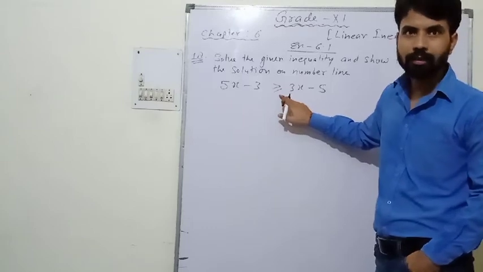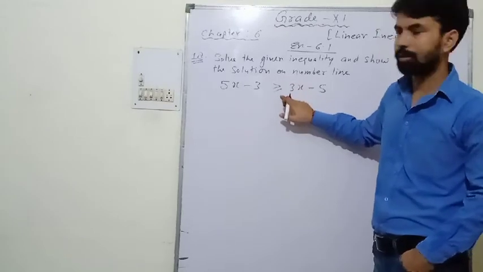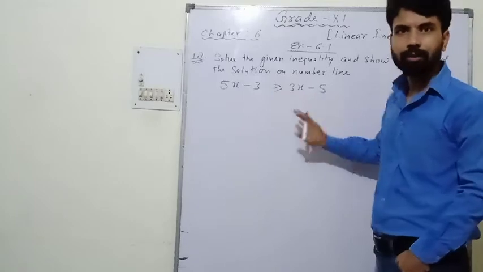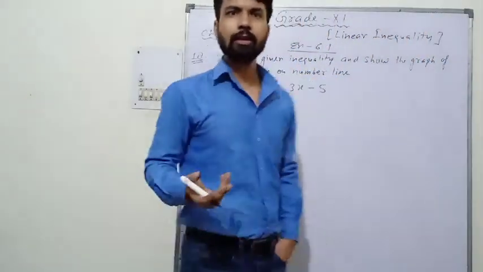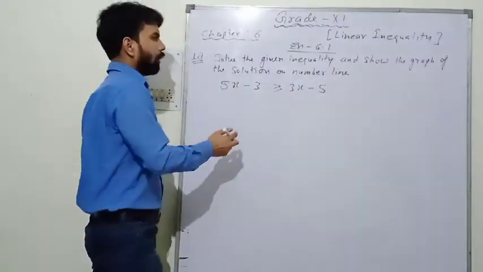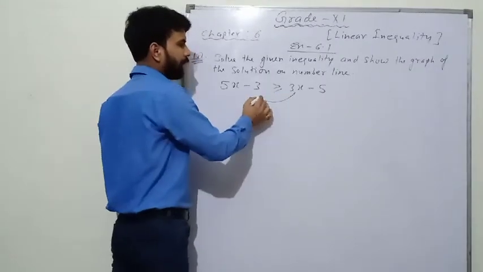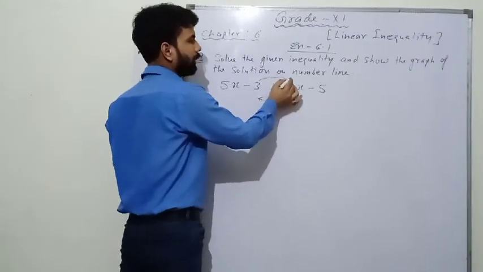Are you watching this sign? Greater than equals to 3x minus 5. We will solve this inequality first. What we will do? We will shift this 3x to the left hand side, and this 3 we can shift to the right hand side.